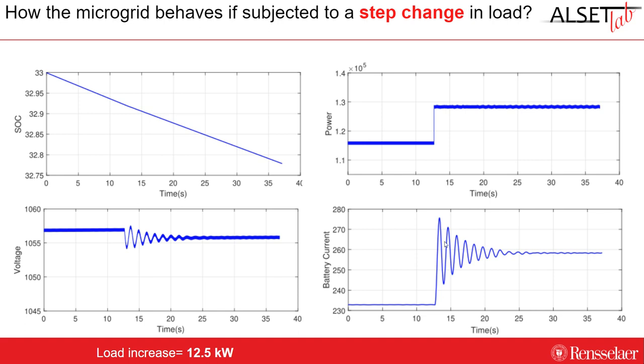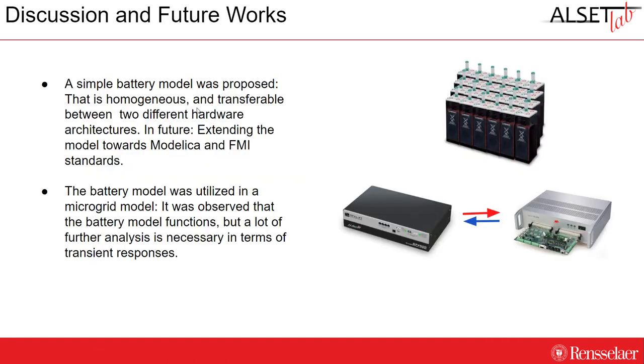In terms of the current, it should increase by a significant step, and we can also see there are some transient oscillations in the current response, which is perfectly expected. The voltage shows a minor dip of like 5 volts, which is nothing to be concerned about, and the state of charge decreases constantly, which is also expected when the battery is in discharging mode.